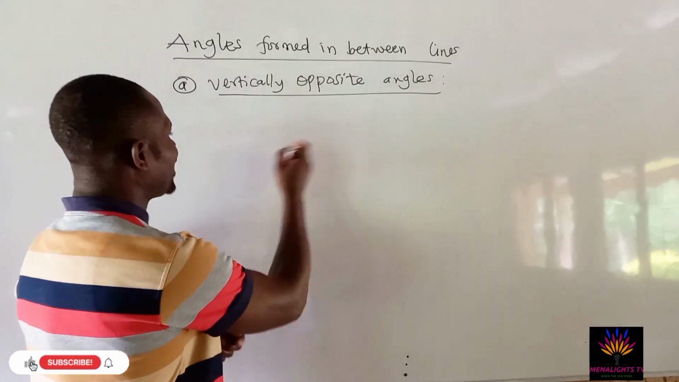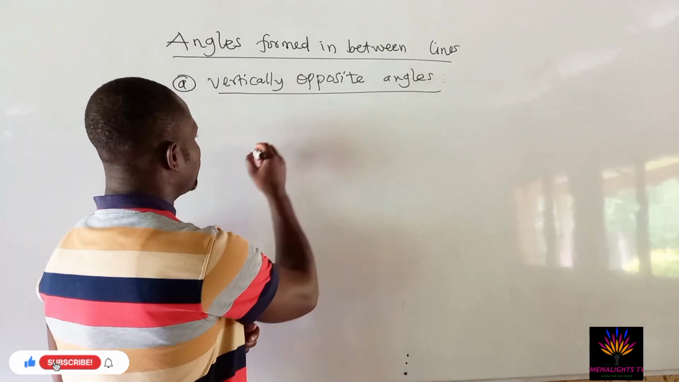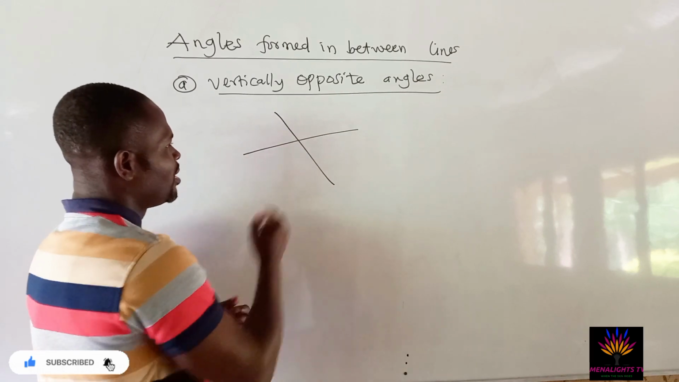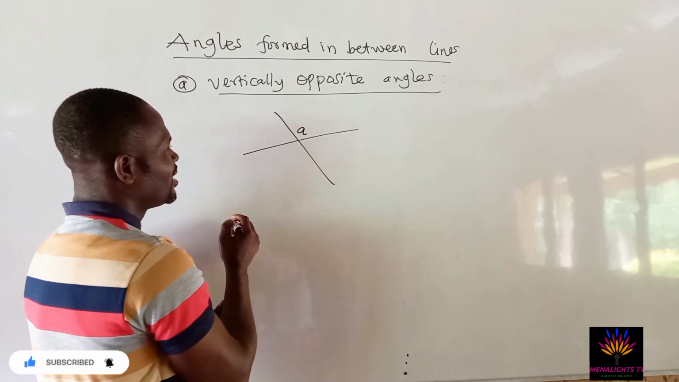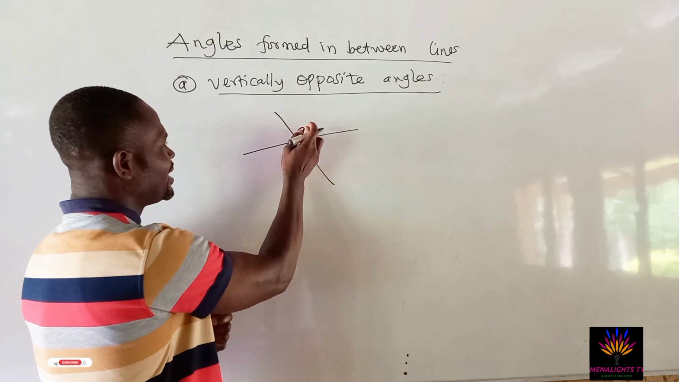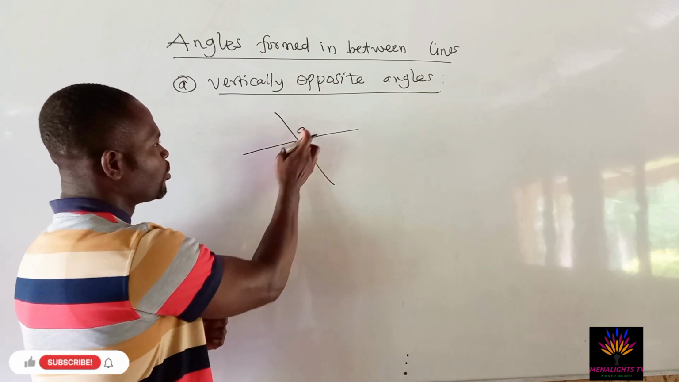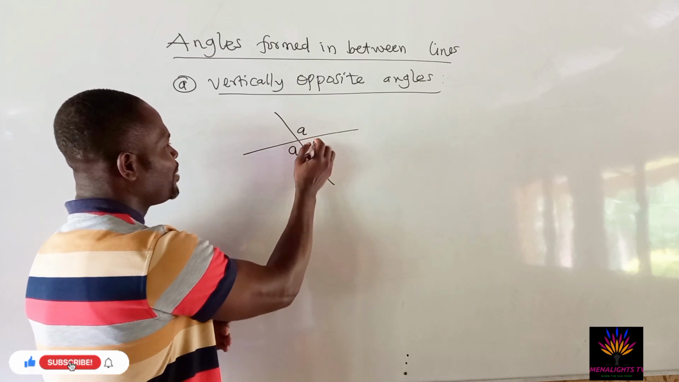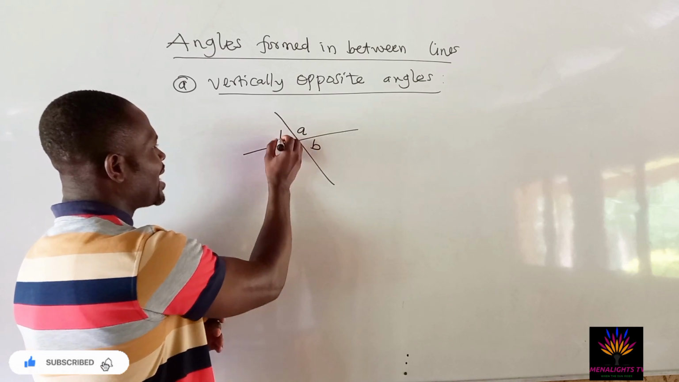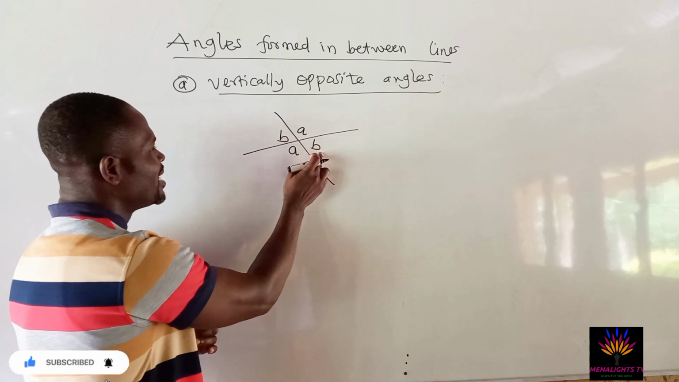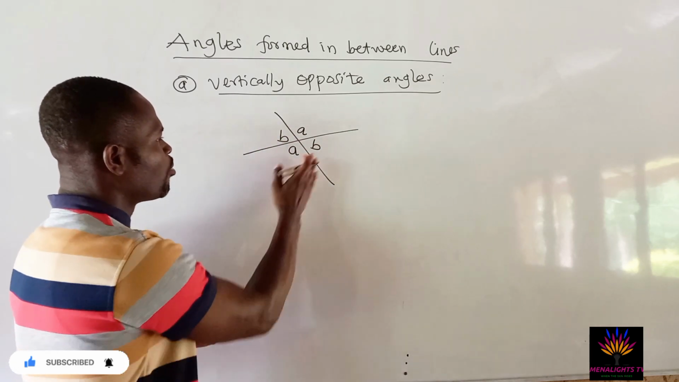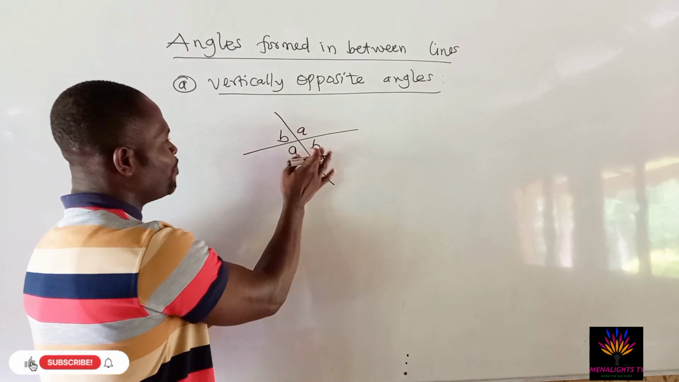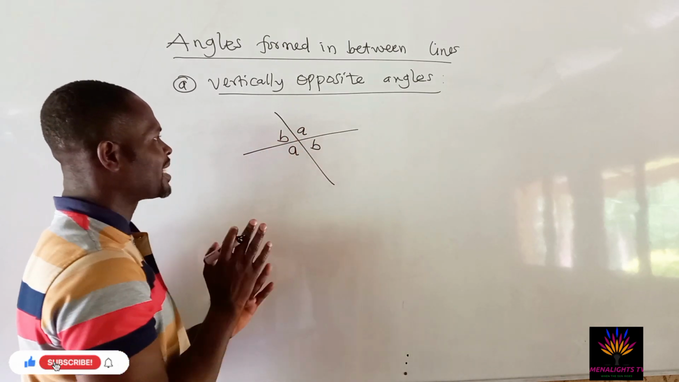So when we have two lines meeting, for instance, this is one and this another one. The angle here is the same as the angle here. So you can say this A is the same as this A. So this and this are vertically opposite. The angle B here is the same as the angle that we have here. So you can say this B and B, they are the same. So when it happens like this, we say A and A are vertically opposite, and B too, they are also vertically opposite.